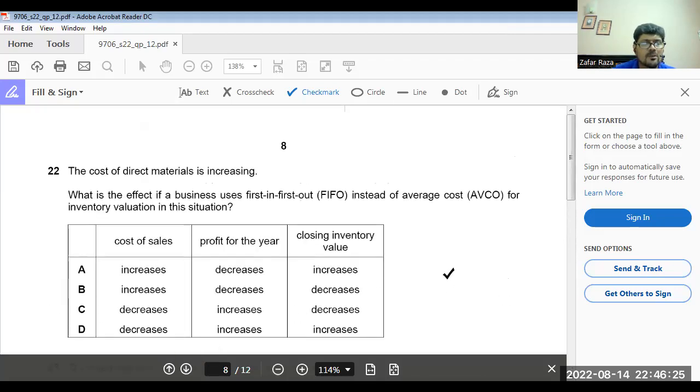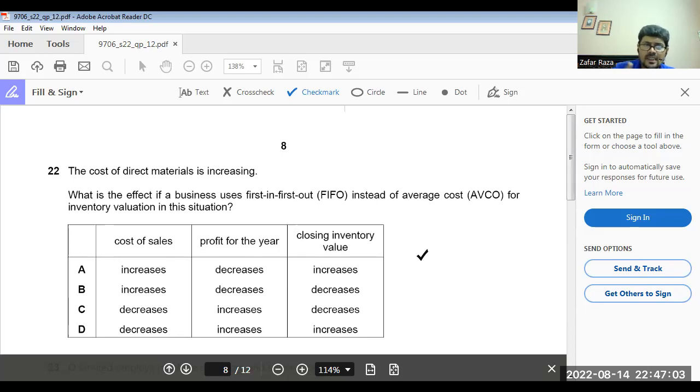Now 22. The cost of direct material is increasing. What is the effect if a business uses FIFO instead of LIFO for inventory valuation in this situation? When the cost of direct material is increasing, it is better to use LIFO. In Pakistan, because of inflation, most of the companies are using LIFO. But why FIFO? They are using FIFO. Okay. So what will happen if they're using FIFO?